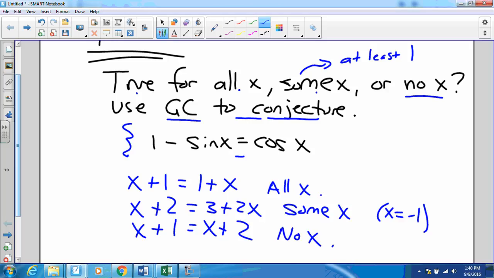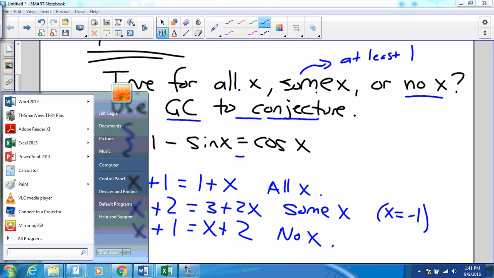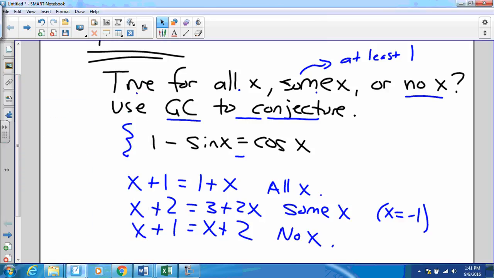She has an idea. If they're equal, it will be all x, but if it comes out with 1 x, there will be some x, and if it doesn't have an x, it will have no x. Okay, so how do I find that out? I have to prove it. Maybe we have to prove it, right? So that's what we do after we get our conjecture. But how can I use the calculator to get a conjecture? Find the intersection. Let's try to find intersections. Go ahead and do that. Grab your calculator and try to find intersections, and I'll do the same up here.